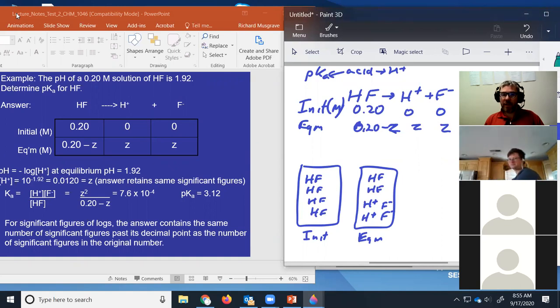Now, my point is here that the HF has gone down in concentration by the number of HFs that have broken apart, which I think makes a lot of sense. And by the number of HFs that have broken apart, we've gotten 1 H plus and 1 F minus for each one that breaks apart. So that's why it makes sense that it's 0.20 minus Z, and we get Z and Z for the H plus and the F minus. Don't overthink it, folks. It's not really that difficult. Does anybody have any questions?